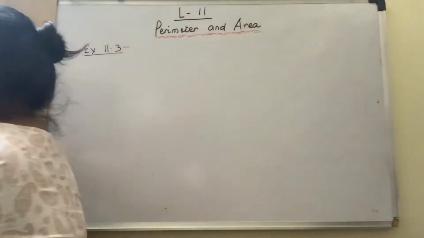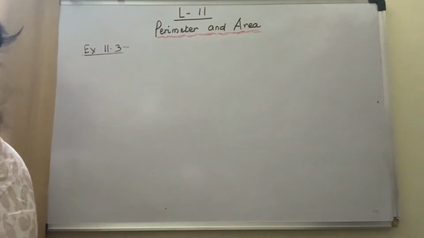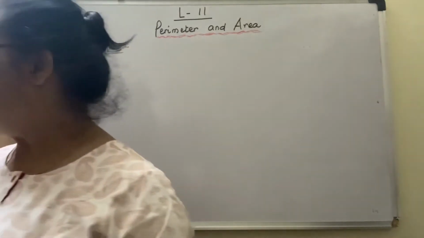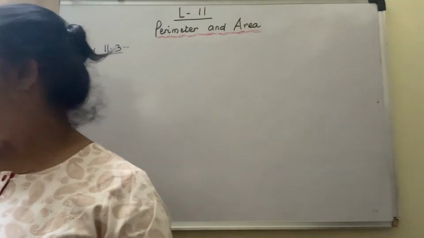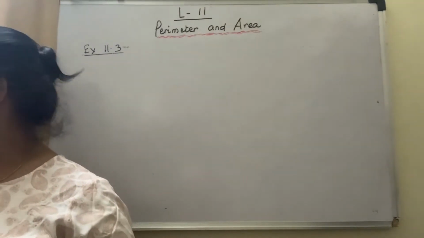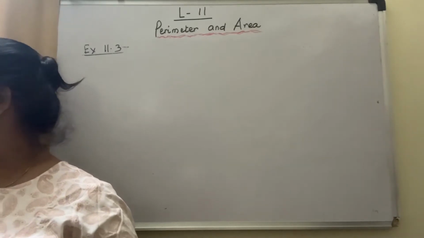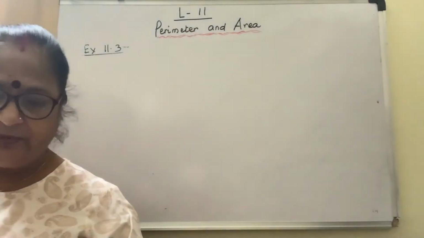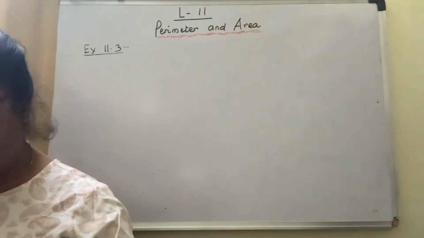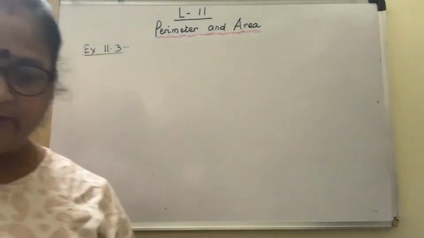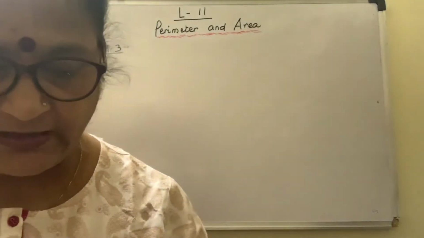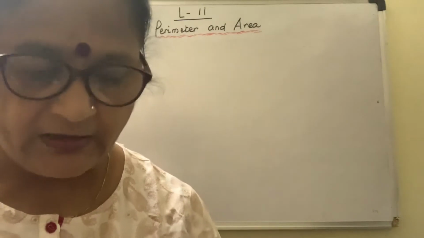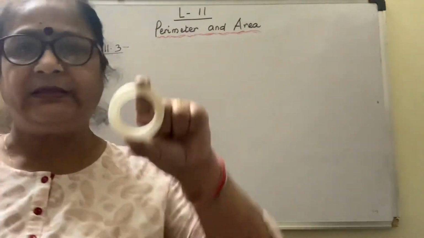Now question number 16 says, how many times a wheel of radius 28 centimeter must rotate to go 352 meters? Now a wheel. What is the shape of a wheel? The shape of a wheel is usually round. Okay, we have a wheel in a round shape like this.